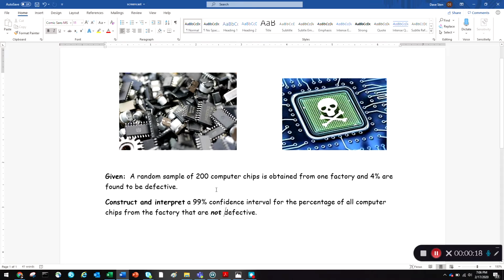We have a computer manufacturer who's making computer chips. They make an undisclosed number, but there's a bunch of them. We take a sample of just 200 of those chips, and out of those 200 chips, we find that 4% are defective. They want to know, with a 99% confidence interval, what's the percentage of all computer chips from the factory that are not defective.